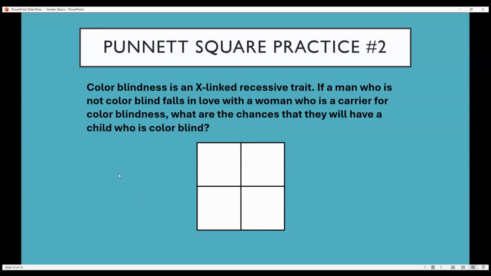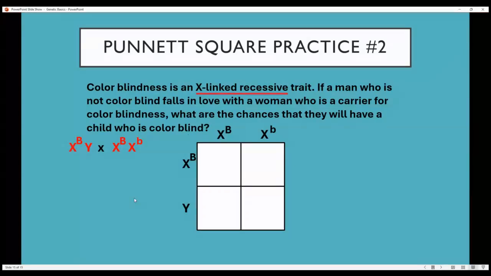And let's try one more problem. Color blindness is an X-linked recessive trait. If a man who is not colorblind falls in love with a woman who is a carrier for color blindness, what are the chances that they will have a child who is colorblind? So these would be the genotypes for these people. The man who is not colorblind has a dominant allele because he does not have that trait and it is a recessive trait. The woman is a carrier, so she's heterozygous, so she has 1 dominant and 1 recessive.